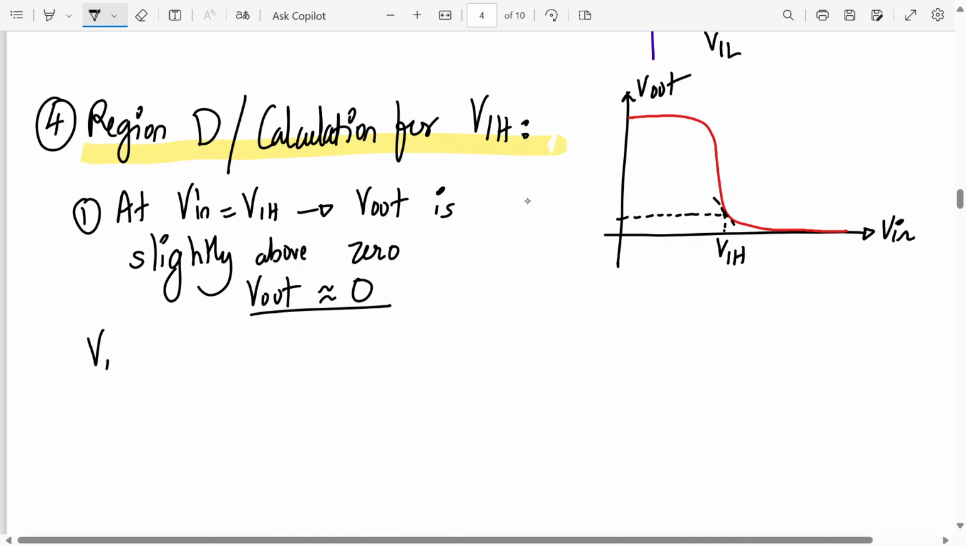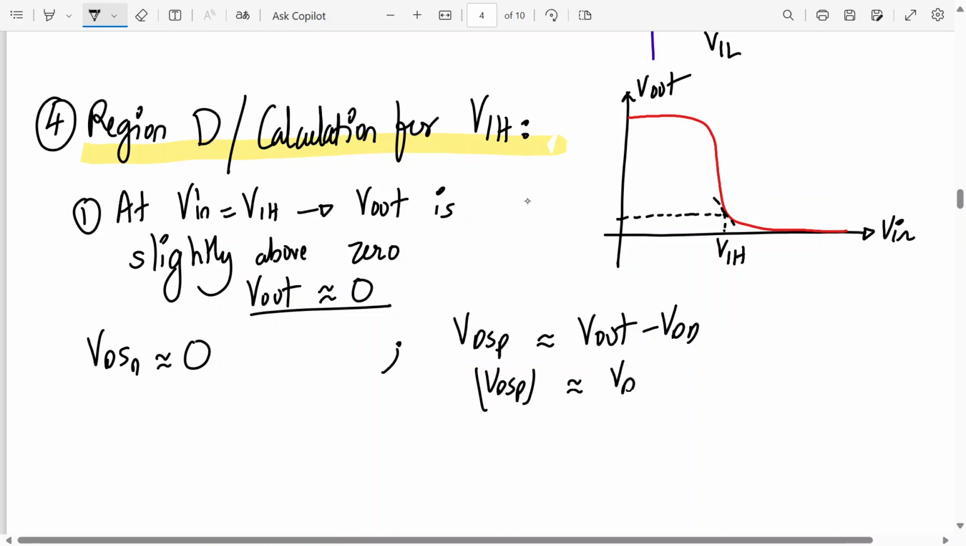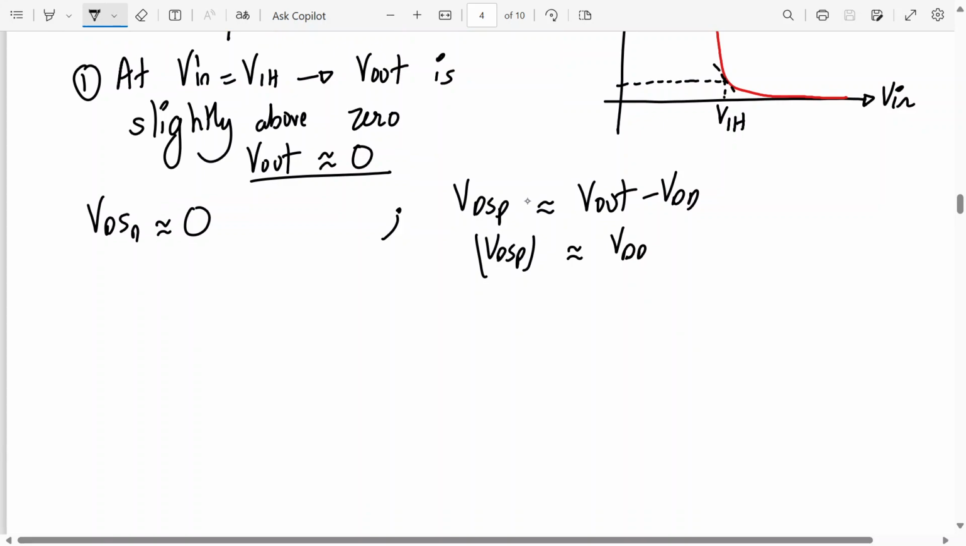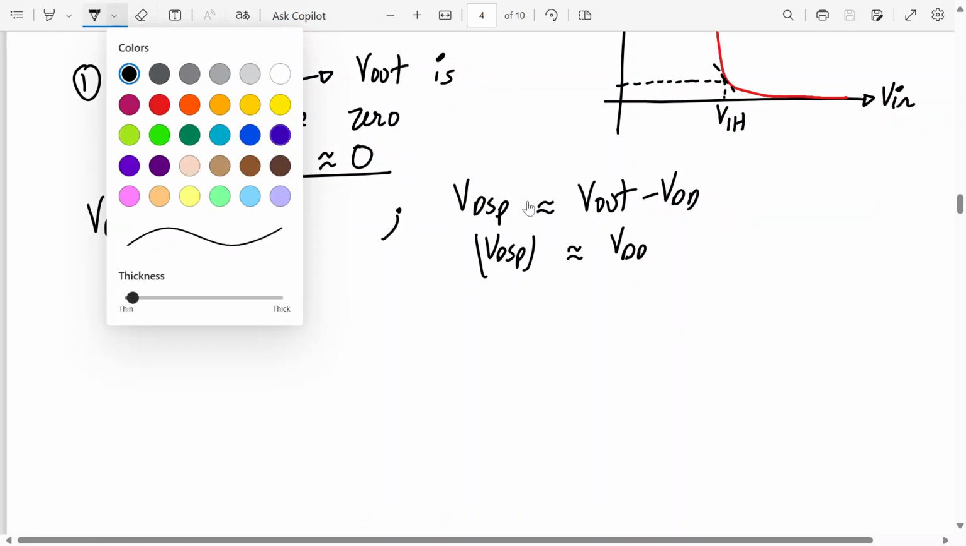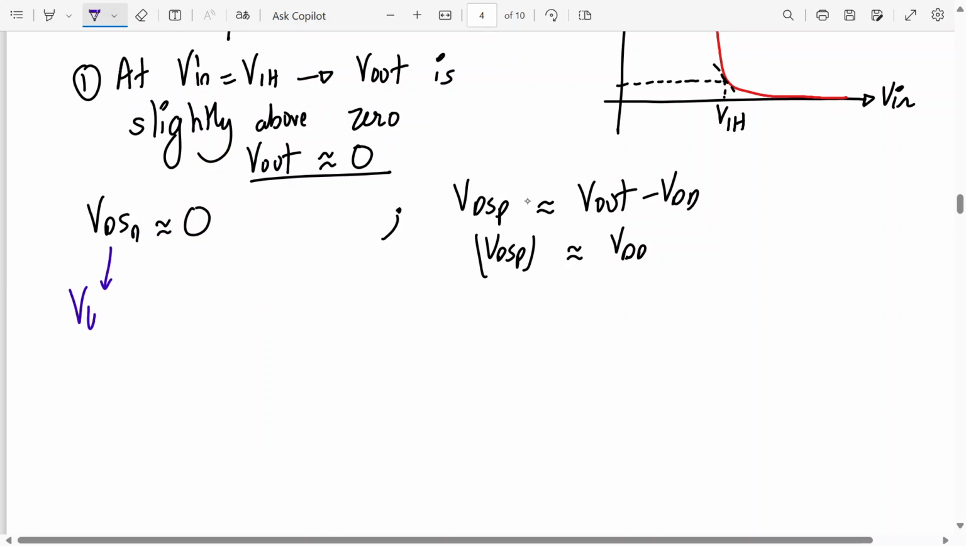What can you say about VDSN? VDSN is approximately equal to 0. What about VDSP? VDSP is V out minus VDD, so mod of it is approximately equal to VDD. Yes or no? Alright, so VDSN is equal to 0 means what? We can say VDSN should be VGSN minus VTON. This is 1, let's say 1 volt. This is equal to V in, so V in is VIH.